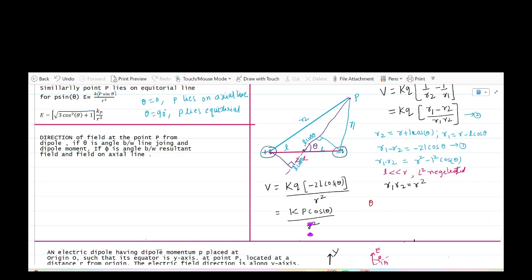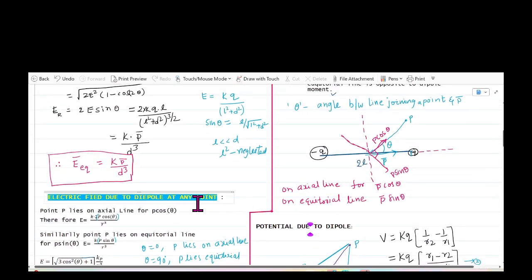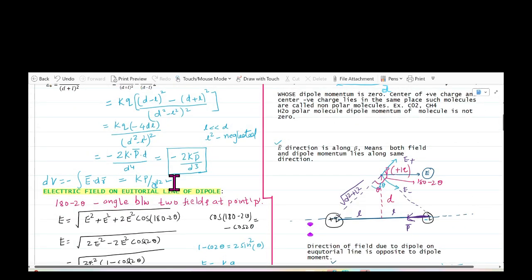If theta is equal to 0, now P lies on the axial line of the dipole. Then the potential is equal to Kp by R square. The potential on the axial line of a dipole is Kp by R square. We studied this already, so on the axial line it is Kp by R square, and I have given it here.